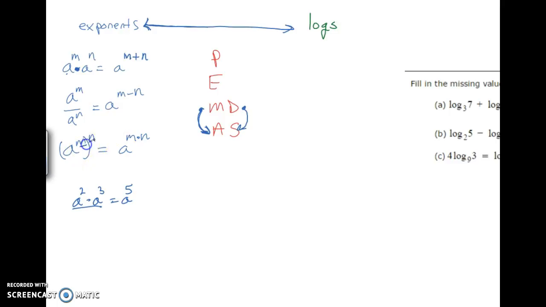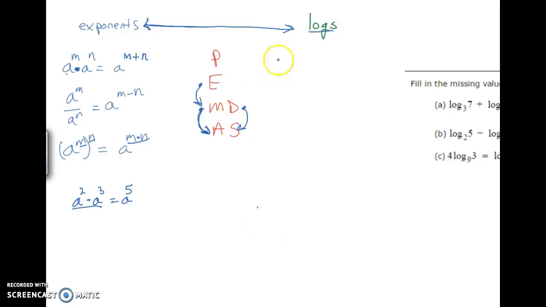And we also know that a power to a power multiplies a power. So if we're given exponents, what do we do with the exponents? We actually multiply them. So logs have similar properties. However, logs are, in a way, an opposite of exponents. So they kind of have opposite properties.